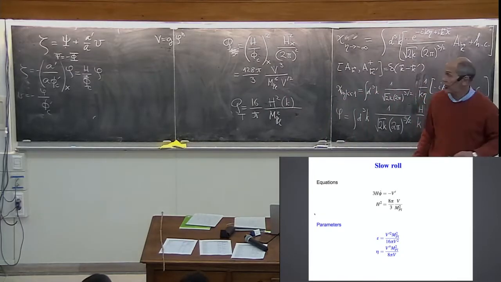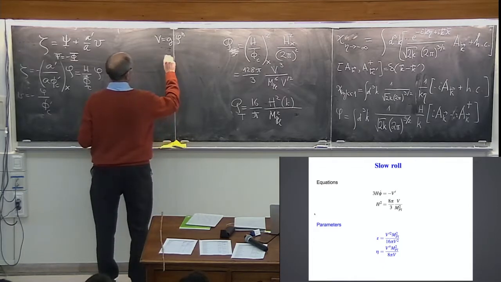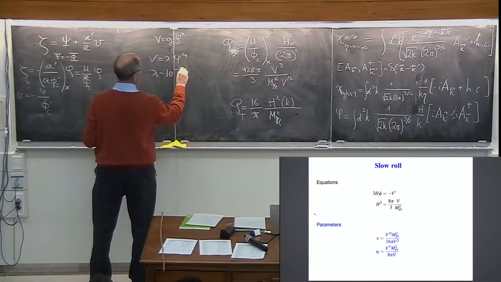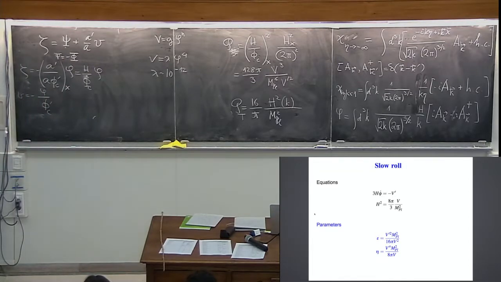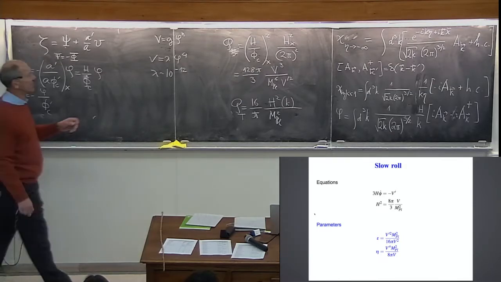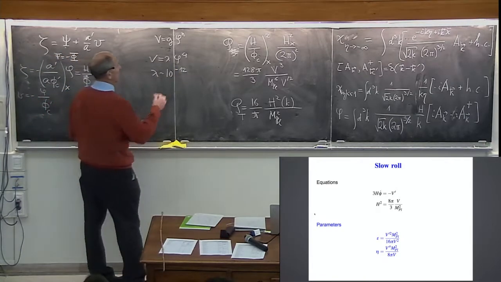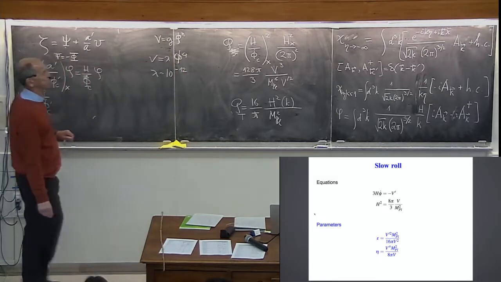Small, meaning if you are in lambda phi to the 4th theory, for this potential, this lambda should be of order 10 to the minus 12, which is characteristic of the whole set of inflationary theories. You need very flat potentials, very weak dependence of the potential on the field at super-Planckian fields.